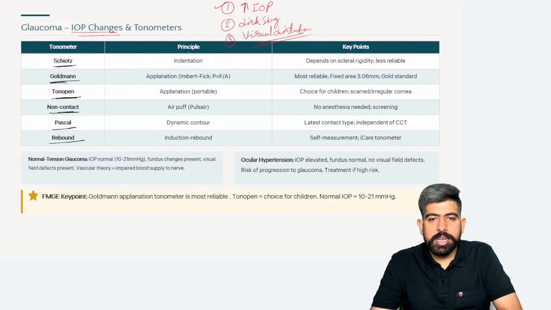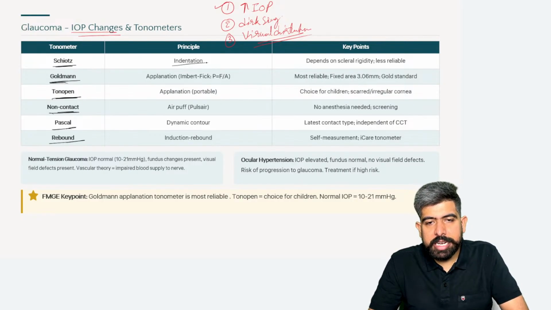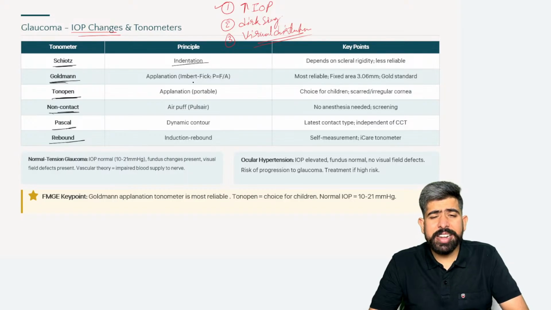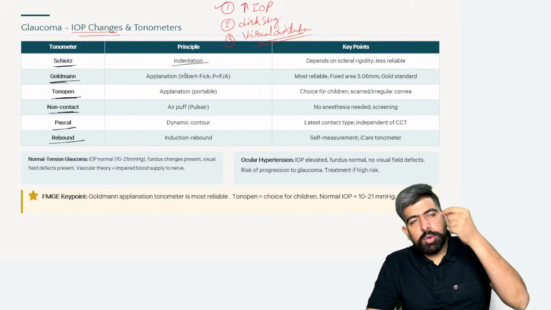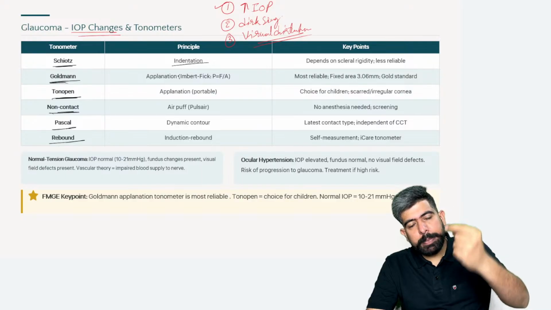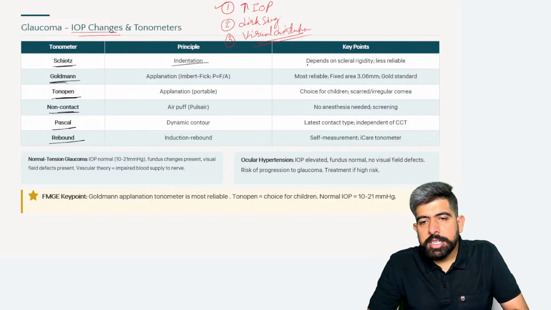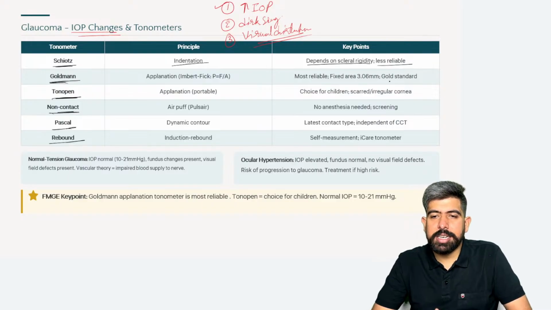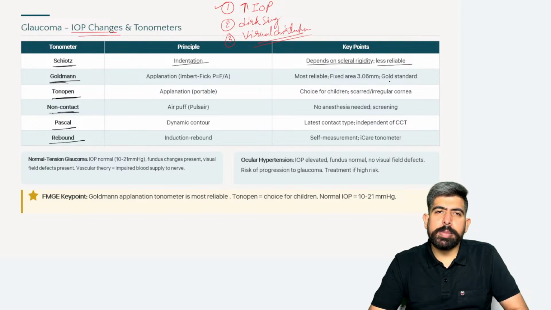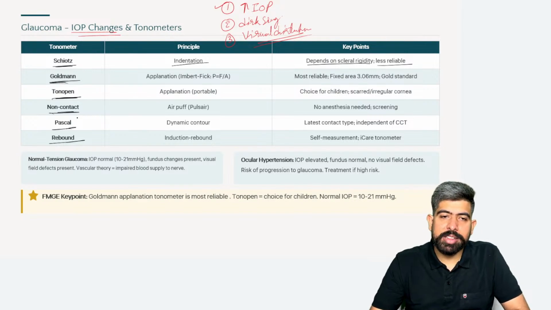Please remember about it. The principle of the Schiotz is indentation, and we have to touch the Schiotz on the patient's cornea, है ना. पेशेंट की कॉर्निया पे हमें टच करना पड़ेगा. Remember about it. This depends on the scleral rigidity, and this is less reliable. This is not so much reliable. इसको हम इतना reliable नहीं मानते Schiotz को.